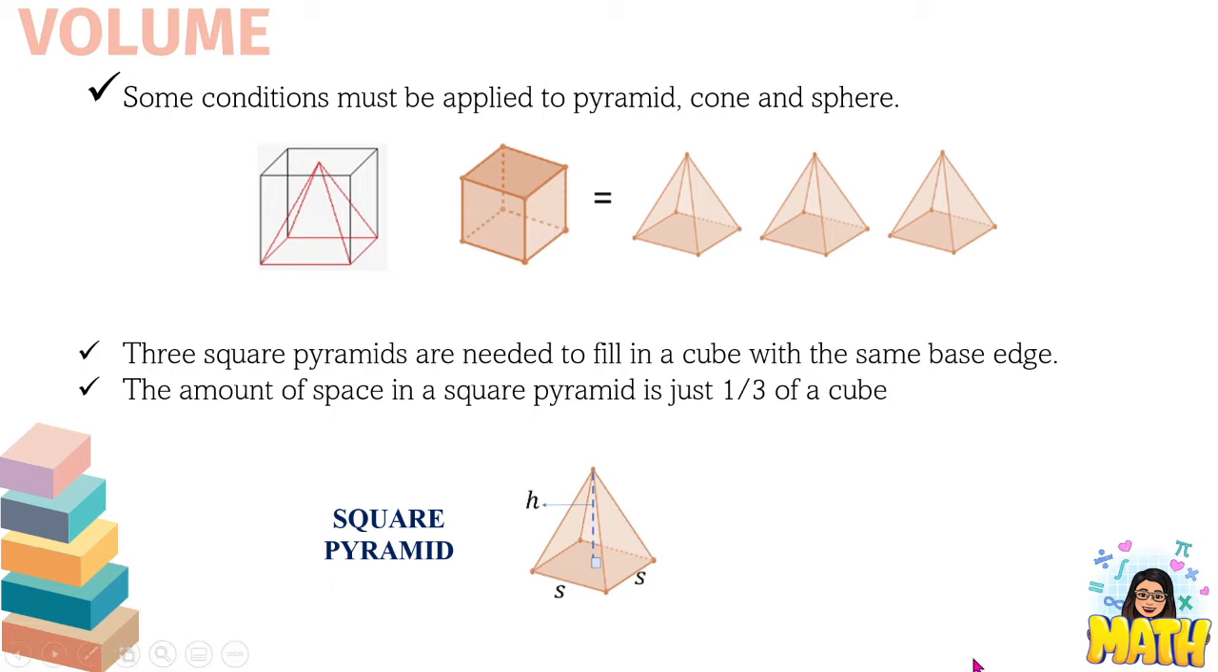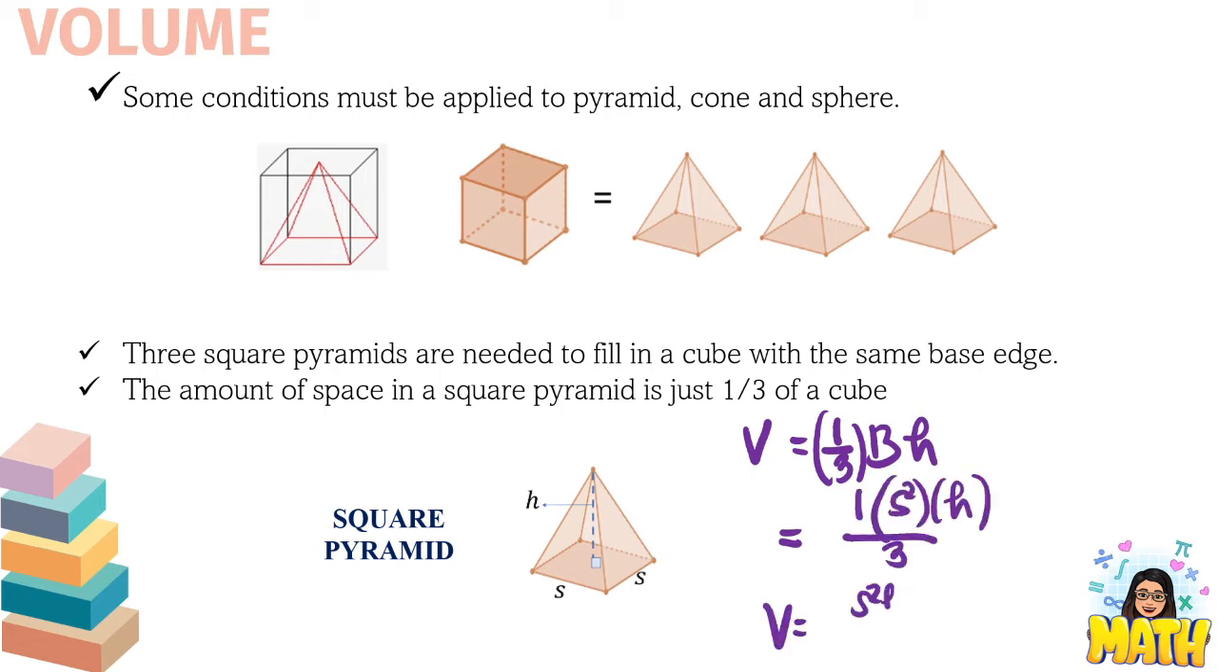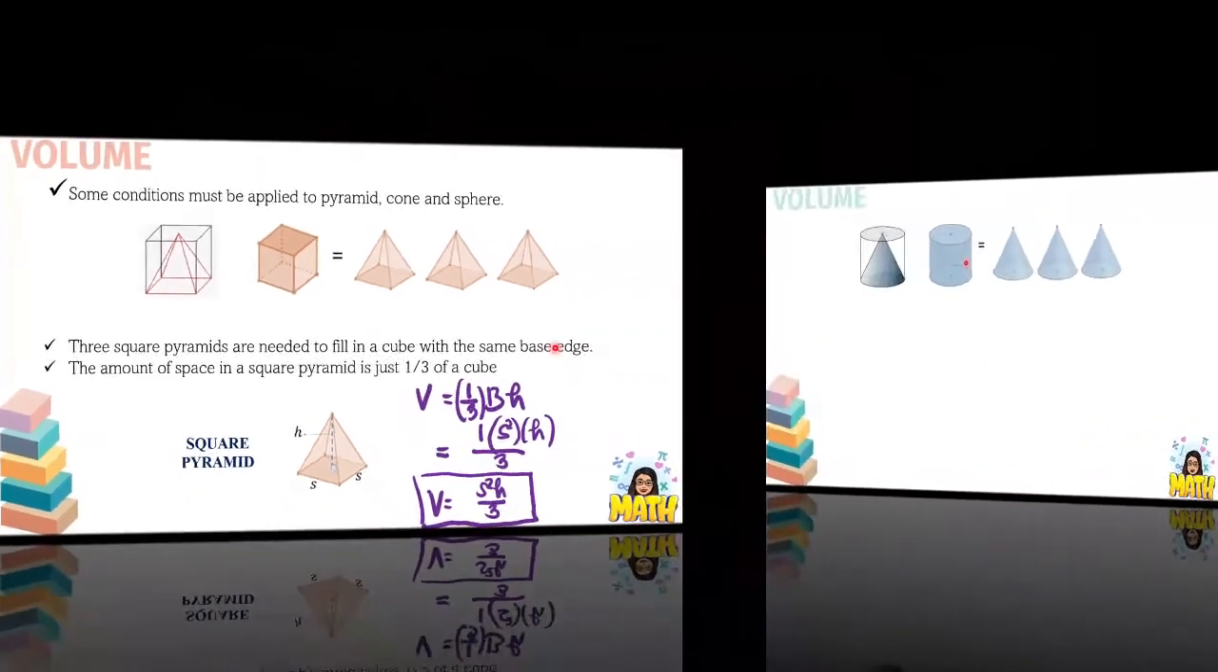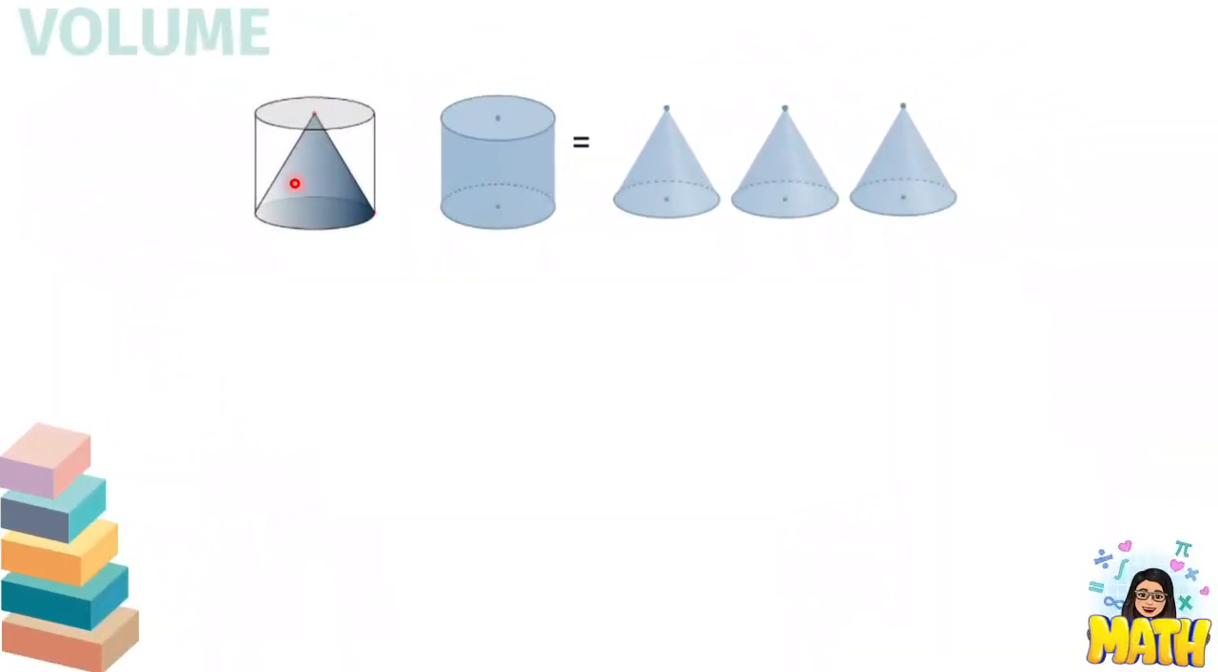Instead of just using this formula, we still need to put 1/3 here since this is now a pyramid. Therefore, we can have the area of the base, which is S squared, and the height divided by 3. So the volume of a square pyramid is equal to S squared times H divided by 3. Okay?